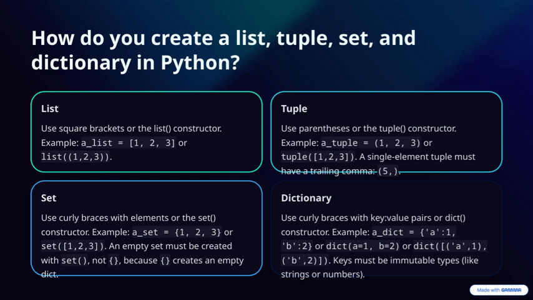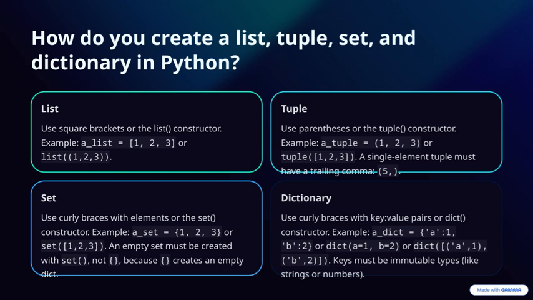Now for tuples, the syntax involves parentheses like (1, 2, 3), or the tuple constructor. One key detail is that a single-element tuple needs a trailing comma, so (5,) is correct, whereas (5) is just interpreted as a regular parentheses expression.